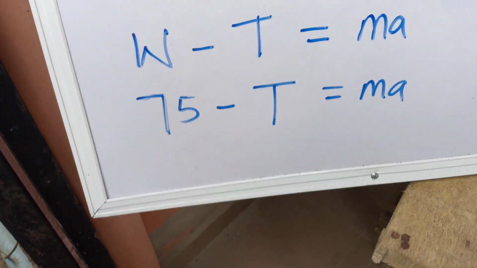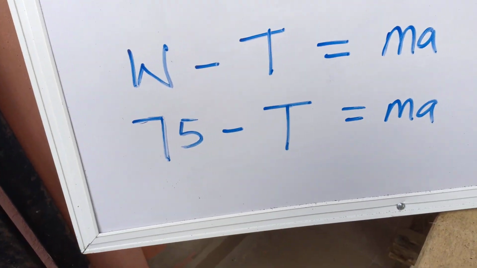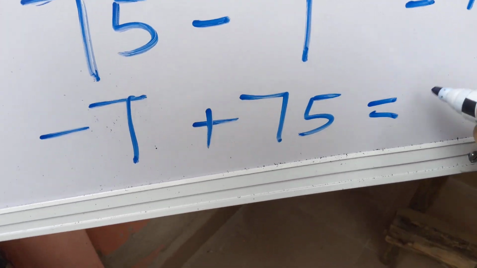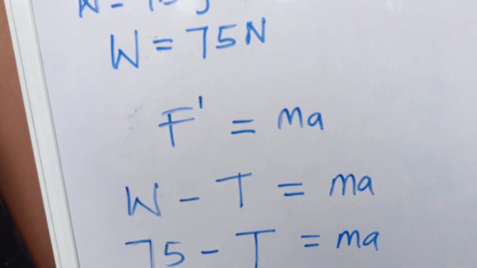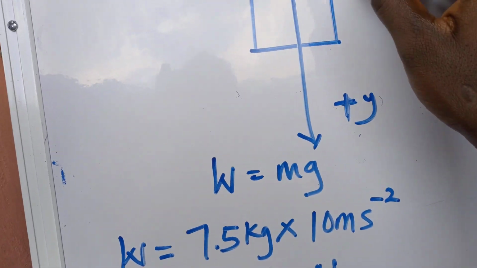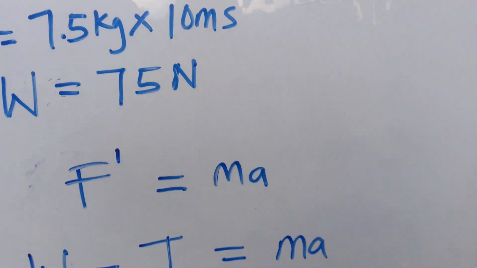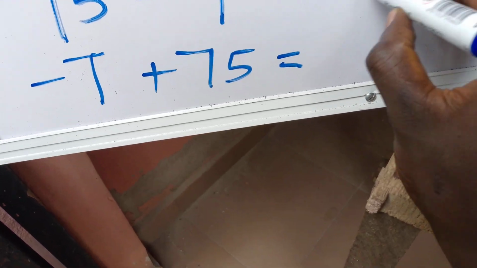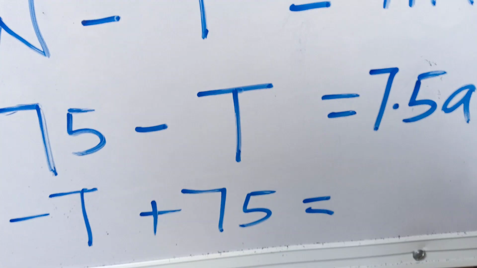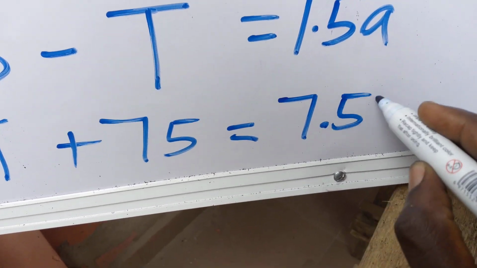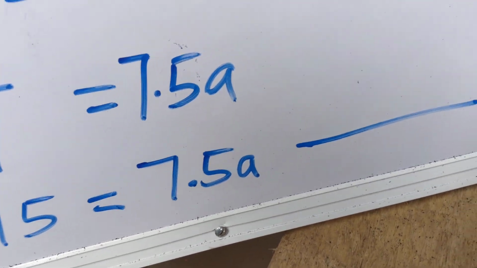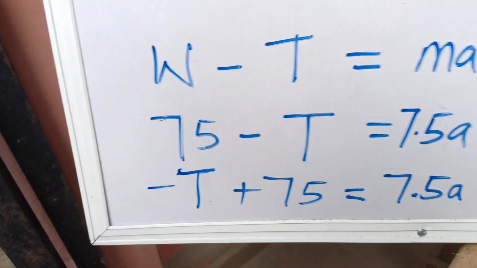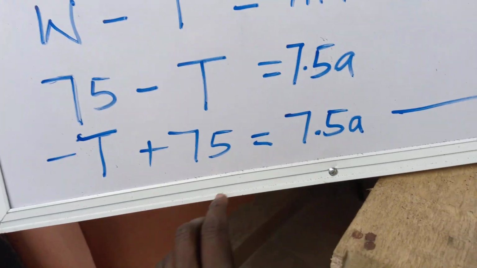Now I can also rewrite this as minus T plus 75 is equal to ma, and remember the value of m in this case is 7.5. So this will change to 7.5a. In place of this, I'm having 7.5a. I call this one equation 2. I'm having minus T plus 75 Newton equal to 7.5a.